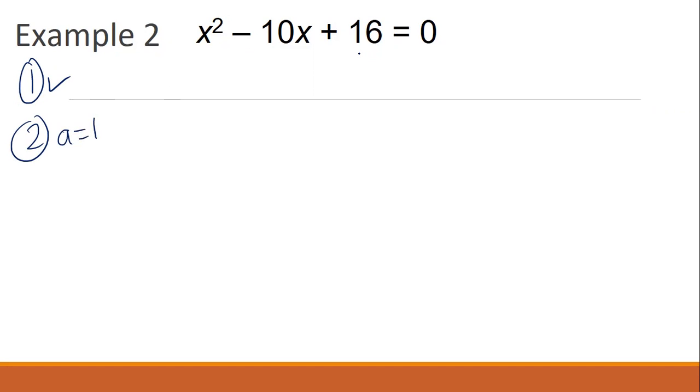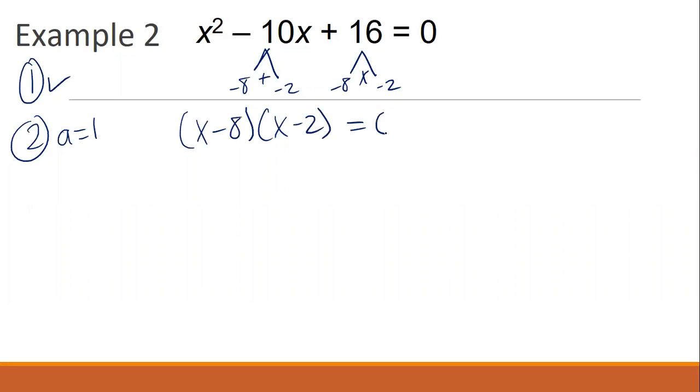So all I have to do is ask myself, what multiplies to give me positive 16, but adds to give me negative 10? Negative 8, negative 2. Perfect. So your factors are x minus 8 and x minus 2.